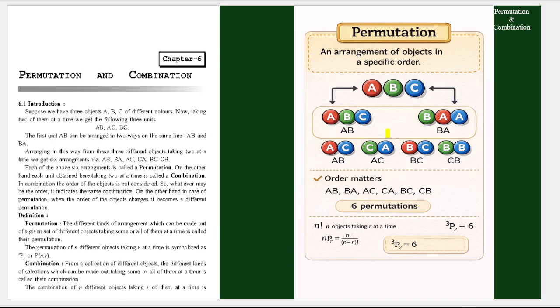So see here, A, B, C, red, blue, red, green. How many have we got? We have got 6 permutations. This notation, the exclamation mark, is called factorial. We will come to it later in the next part. So nPr can be written this way: factorial of n divided by factorial of n minus r.